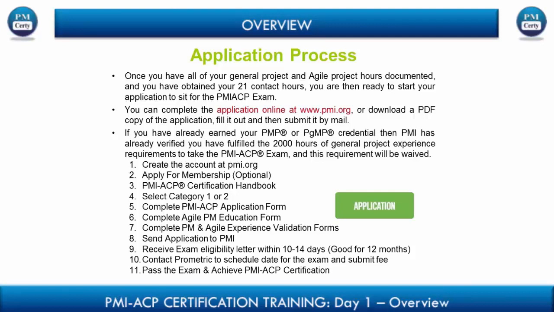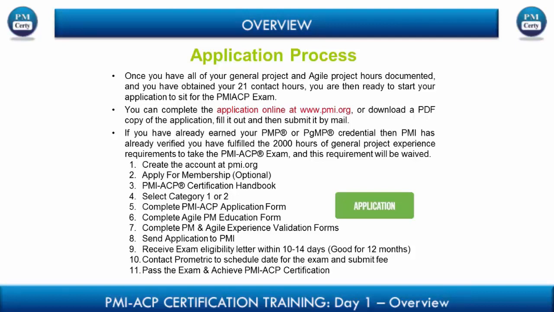So then you complete your PM, that's the project management, as well as the agile experience validation, which is essentially the number of hours spent in various types of project management activities. Then online, you can send this application to PMI. You get to know your eligibility within 15 days or a fortnight. And this period now for the exam is good for you for 12 months.